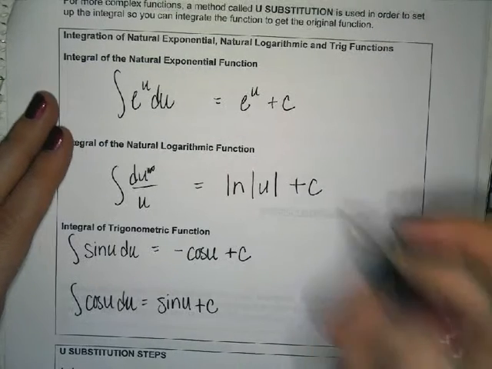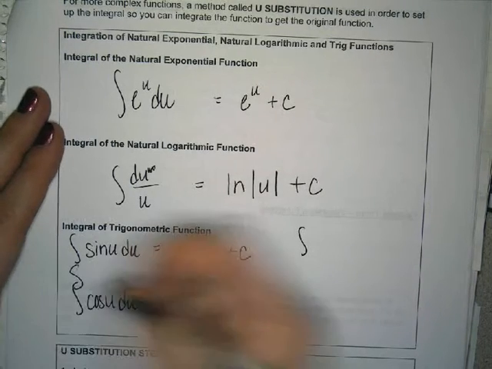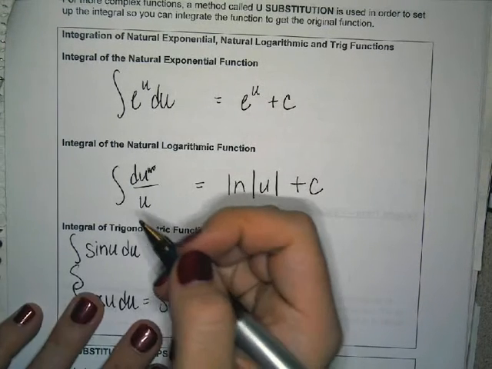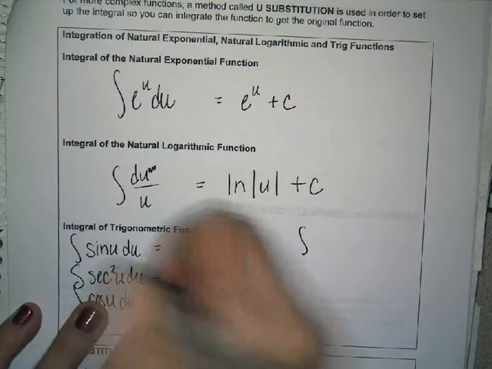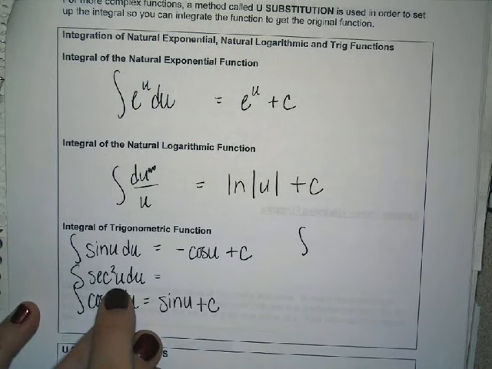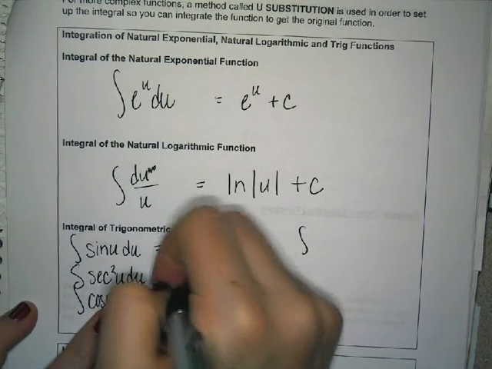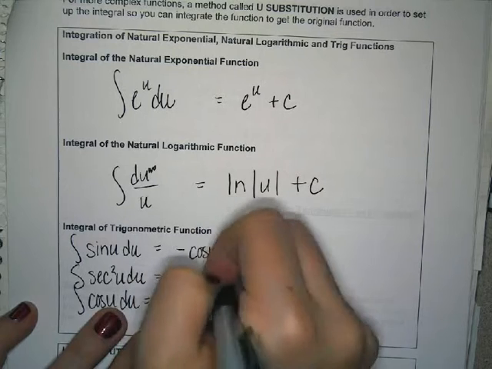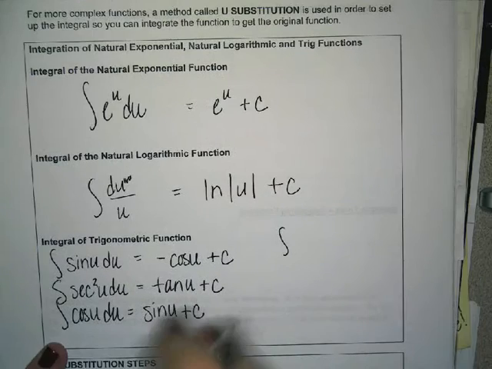All right. So let's talk about u substitution here. And we'll do a few examples. Okay. We're going to let u be the inside function. Then we find the derivative of u and solve.